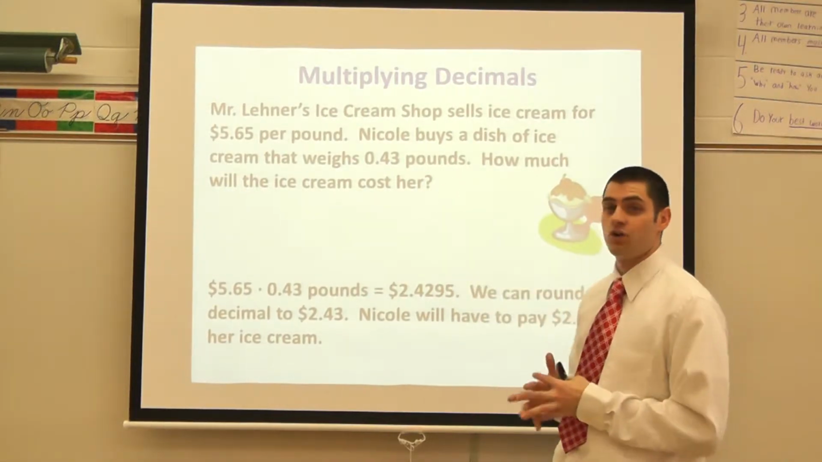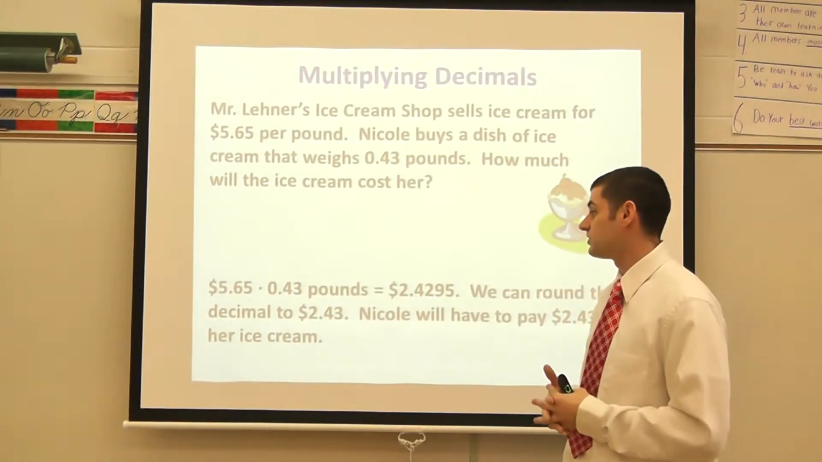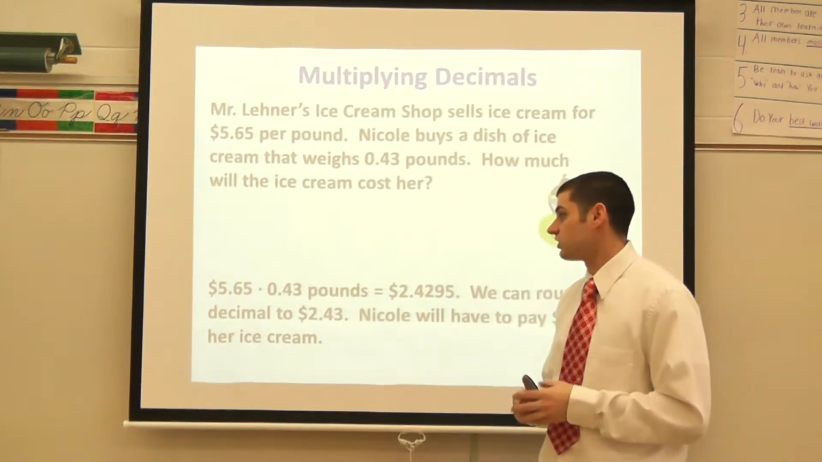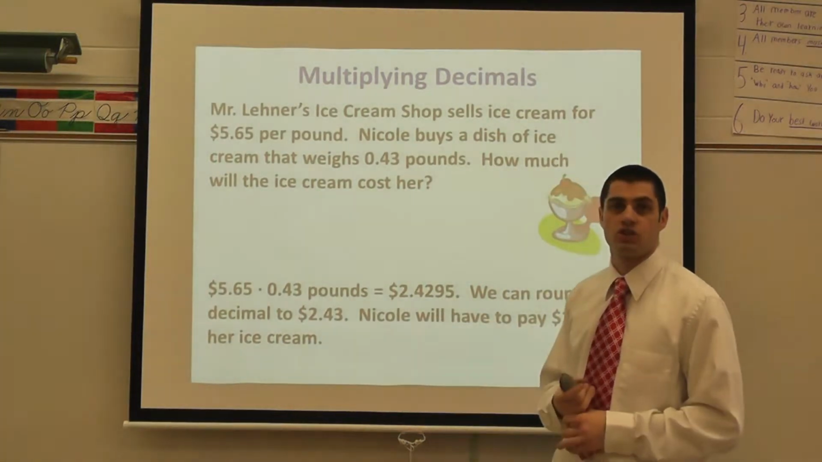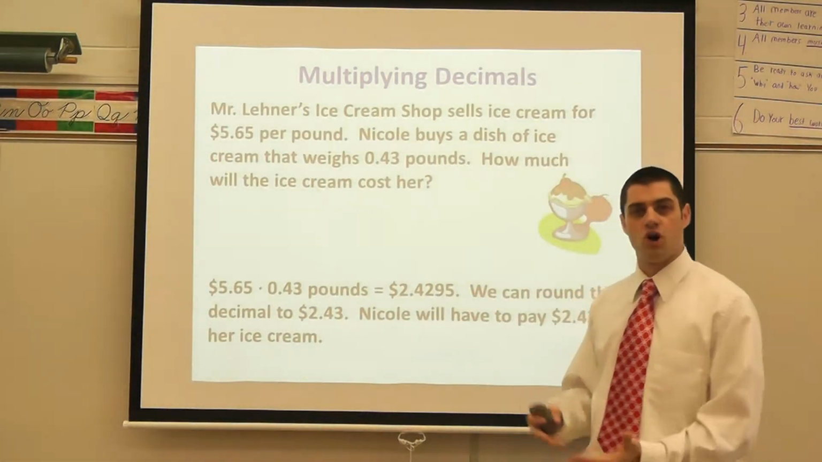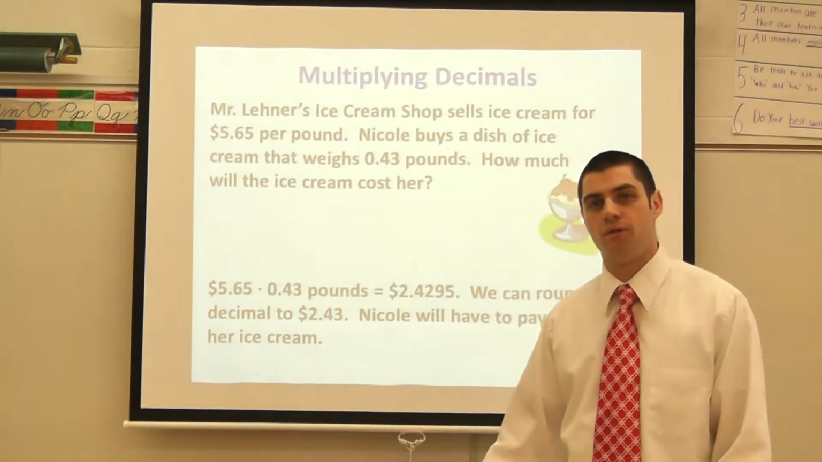Like I said, if I go to get ice cream or something from the grocery store, you want to make sure that you're looking at your price to make sure you have it correctly. And again, using multiplication to solve the problem.